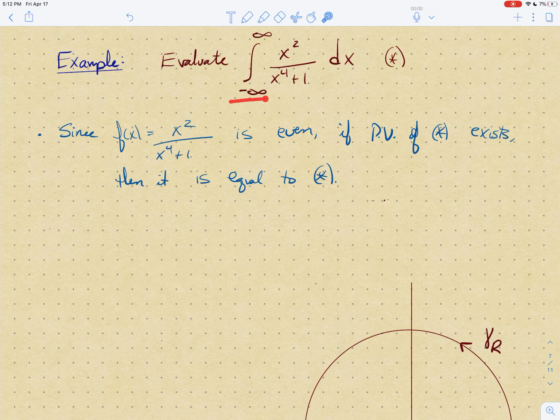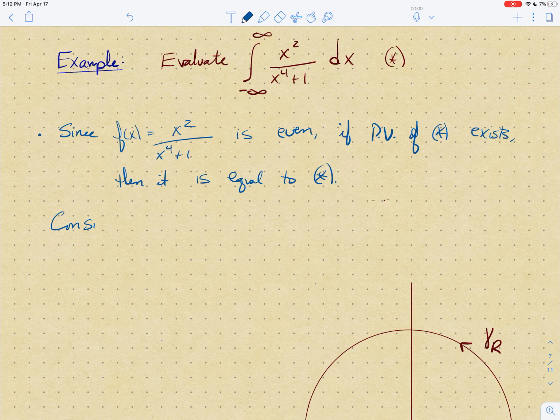All right, so we want to evaluate this integral. This is an improper integral of a real valued function. And we want to notice right away that this function, we're going to call this f of x, is even. And so that tells us that if the Cauchy principal value of this integral exists, then the value of this improper integral will be equal to its Cauchy principal value. So that's what we're going to focus on.